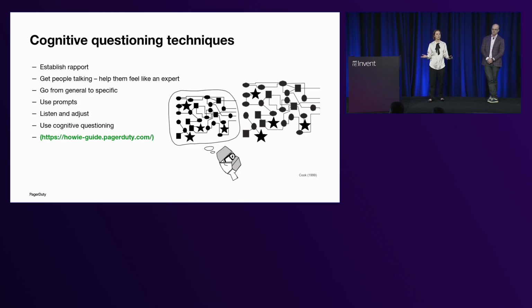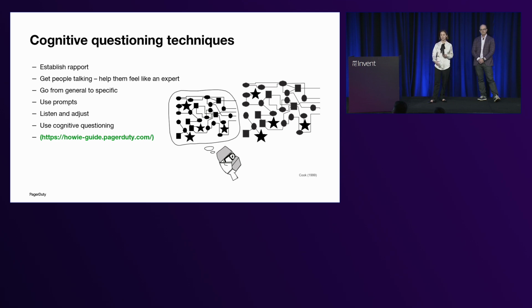And when you're doing cognitive questioning, there's a lot of great things to do. You want to establish rapport and use it as an opportunity to build trust. Instead of saying, why did you push that button? Say, walk me through how you pushed this button, or how you were thinking about it, or how you thought to bring up this dashboard. Everyone that has participated in an incident or in the incident communications is an expert in some way. The goal is to also make them feel like an expert, because it gets them to share more. And go from general to specific, lob softball questions first, use prompts, listen and adjust, and use cognitive questioning.